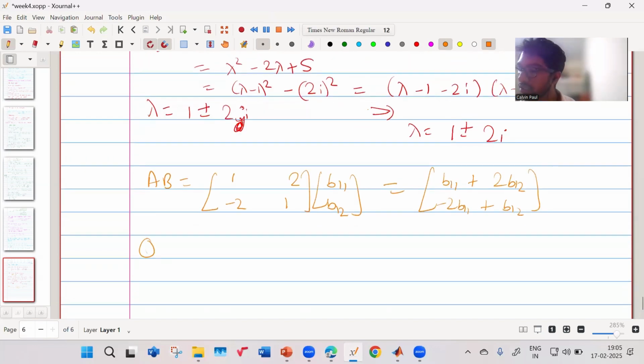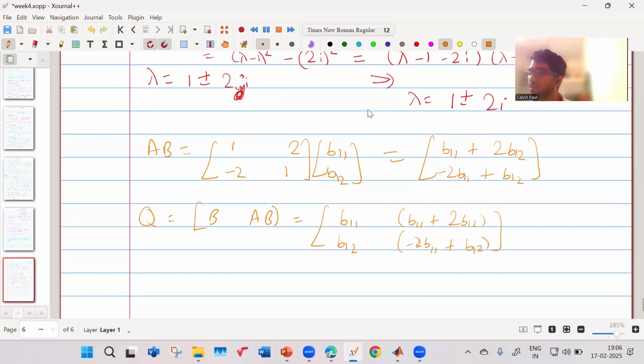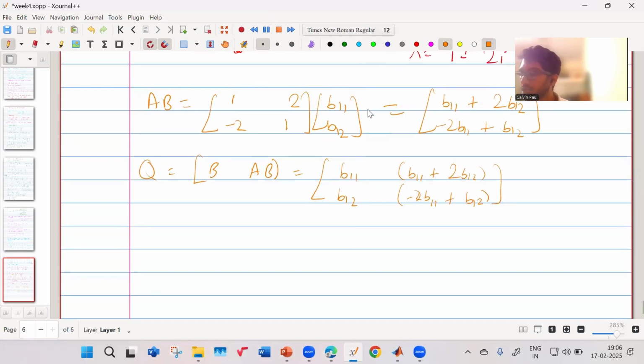So the controllability matrix is given by Q. It is [B, AB]. So what is B? It is B11, B12, and this is B11 plus 2B12, minus 2B11 plus B12. Okay. All right. So now let us consider two cases.